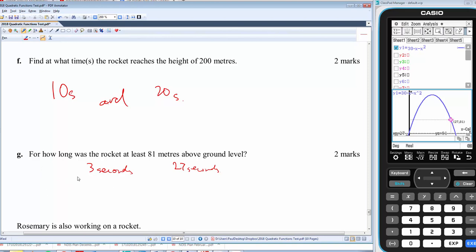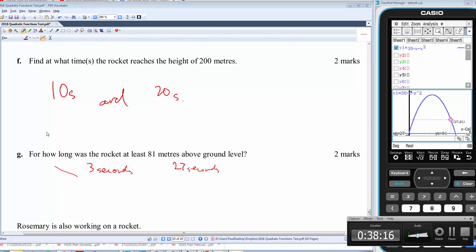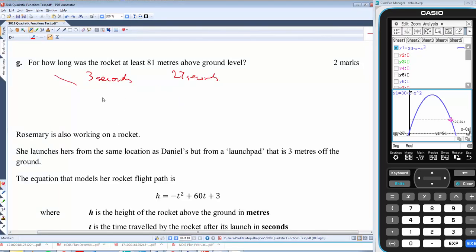What's going on here? I'm just going to pause this for a sec because my pen's not working. Okay, not sure what was happening there.